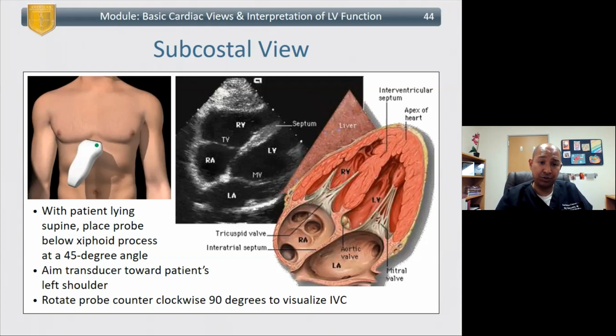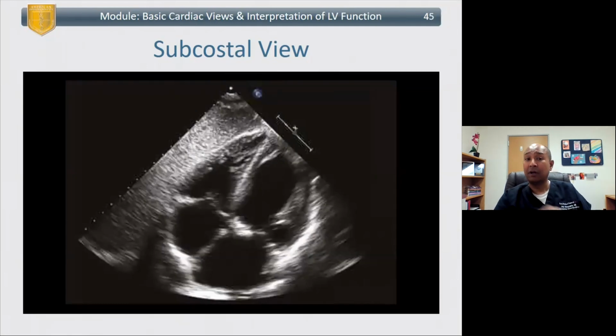The transducer should be wet, aimed towards the left shoulder once again. And this is going to be a 4-chamber view. So you're going to look at the left atrium, left ventricle, right atrium, right ventricle. And this is going to be the cartoon of what we're going to see. And this is going to be a still of the subcostal view. Once again, here's going to be your left atrium, left ventricle, right atrium, right ventricle.